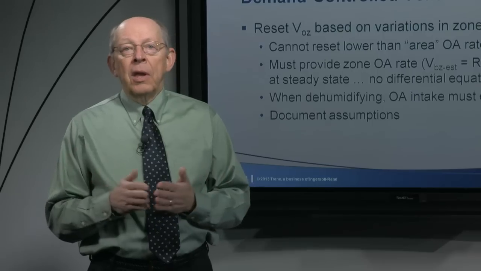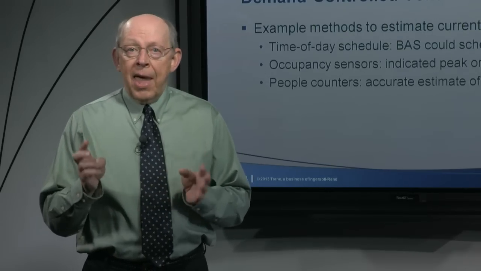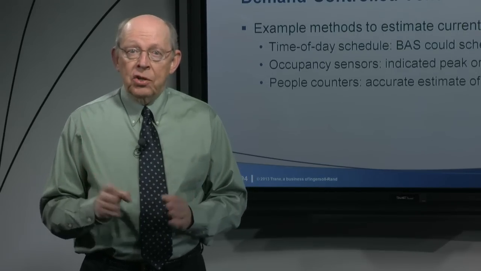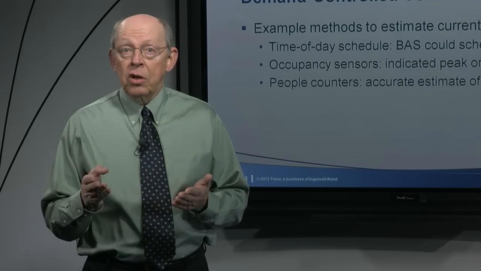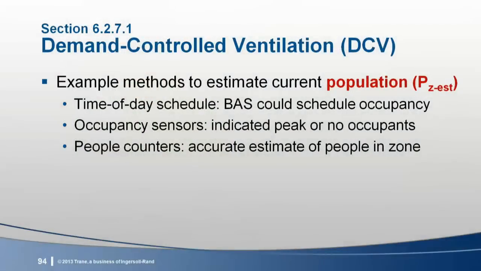But let's move on. Since outdoor air demand varies with population, one way to implement demand control ventilation involves estimating the current zone population. Current population can be estimated in several different ways. For instance, a time of day schedule in the building automation system could be used to estimate population at any given time. This approach is probably not very accurate, but it can work in zones where occupancy is more predictable, like classrooms or cafeterias or churches.